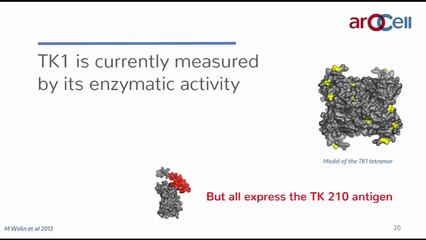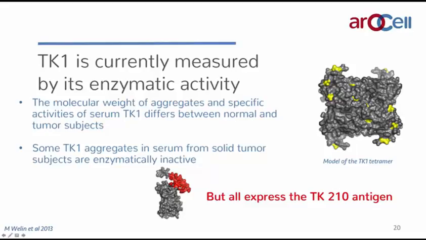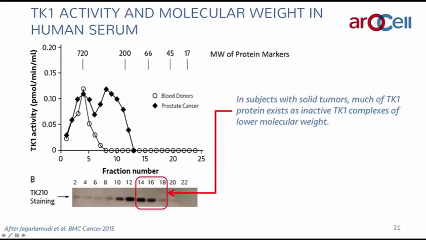So currently we measure enzyme activity in the assays that are available on the market, but some of these aggregates, especially from solid tumors, are not enzymatically active, but they all express the TK2/10 antigen. This has been shown quite clearly in an experiment where we separate the serum from blood donors and persons with prostate cancer in a molecular weight type of chromatography, where we collect different fractions, and in this case the high molecular weight, the larger complexes, come out in the first fractions.